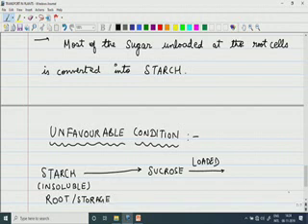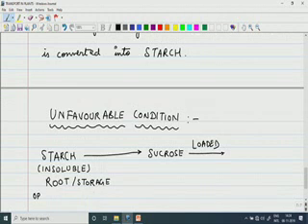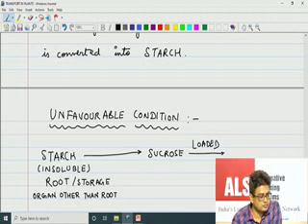Root or storage organ other than root. Okay. So the starch, the insoluble form, is converted into sucrose and it is loaded into the phloem cells, the phloem sieve tube.